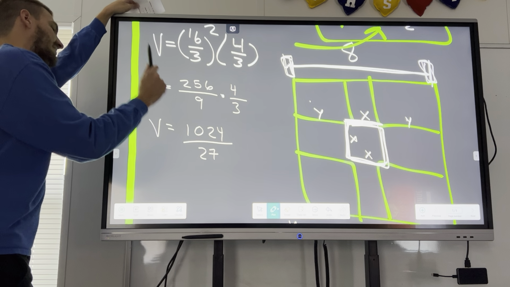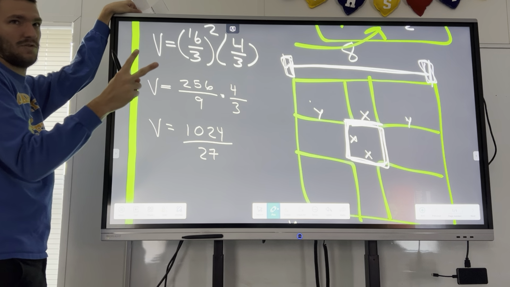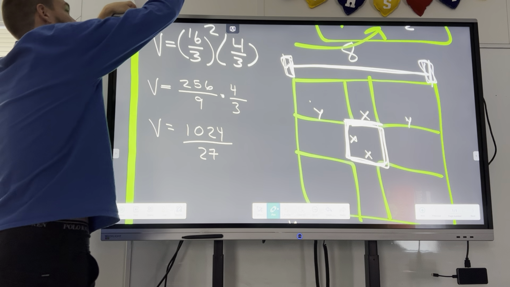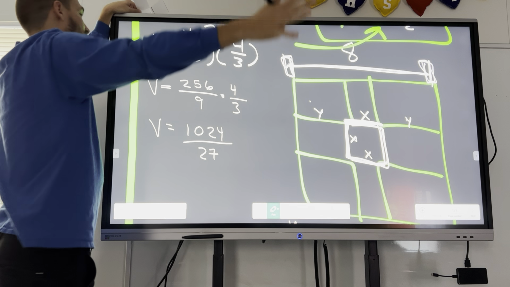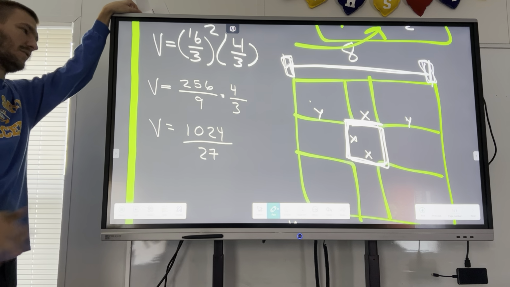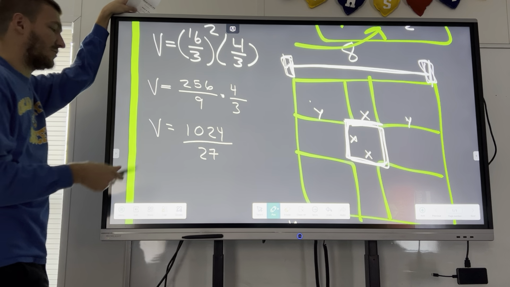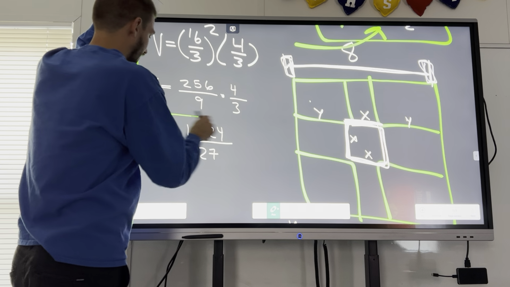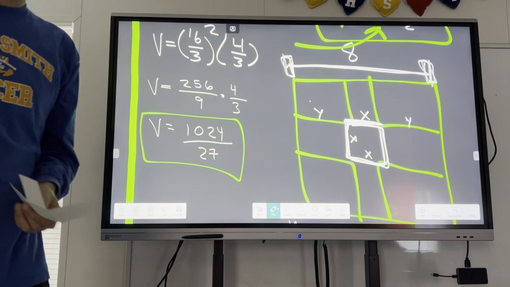Now this number on the top is made up entirely of 2's, because it's 16, which is made up of all 2's, and 4, which is made up of all 2's, and this bottom number 27 is made up of all 3's. So does this number reduce at all? No, they don't have any common prime factor. So this is the most simplified fraction answer.